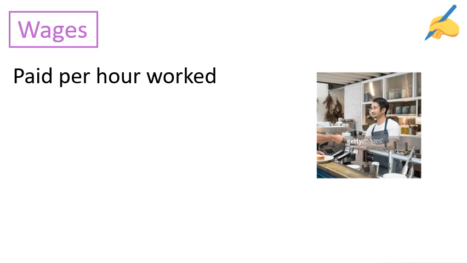The first type we are going to look at is wages. Wages are paid per hour worked. So the amount you get is based on how much you actually work. So this is things like waitresses, retail workers. If you guys have jobs in like fast food industry, you'll probably be paid on a wage.